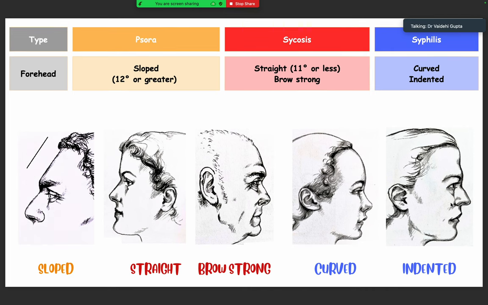Comparing the three miasms for the forehead, the facial feature. Psora, sloped, 12 degree or greater than 12 degree. Psychosis, straight, 11 degree or less than 11 degree, also brow strong. And in syphilis, it is curved and indented. In the picture, we can see the first one is sloped of Psora, 12 degree or greater. In the second one, the red one, straight, it is psychosis, 11 degree or less. Brow strong, also in psychosis, written in red. There would be a bony projection just above the eyebrow. And in syphilis, it is curved or indented.